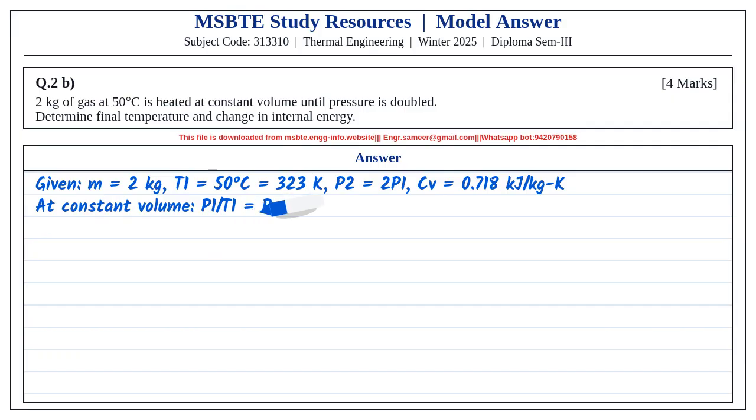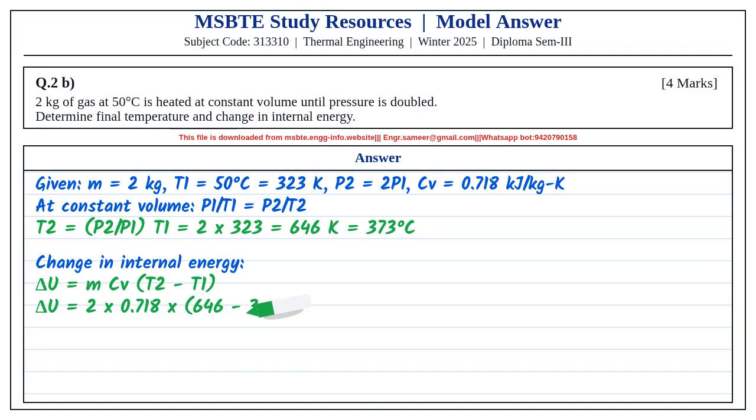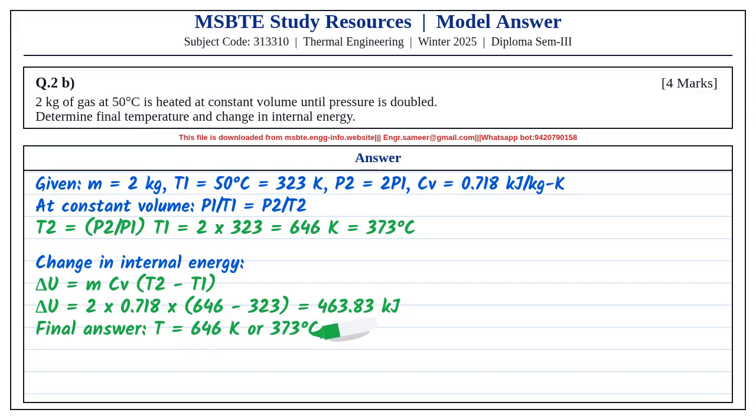At constant volume, pressure divided by temperature remains constant. Therefore, T2 is equal to P2 by P1 multiplied by T1. Since pressure is doubled, T2 is 2 into 323 equal to 646 Kelvin or 373 degrees Celsius. Change in internal energy is m CV into T2 minus T1. Substituting values, delta U is 463.83 kJ.